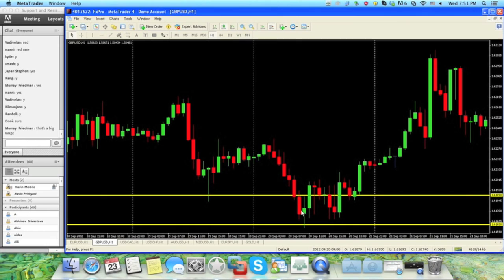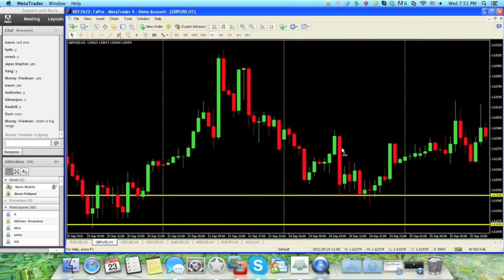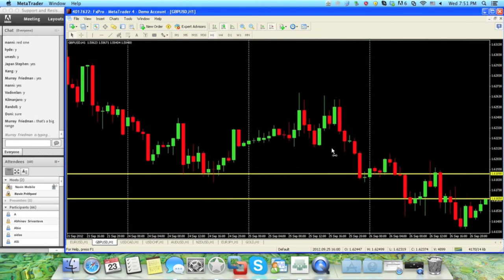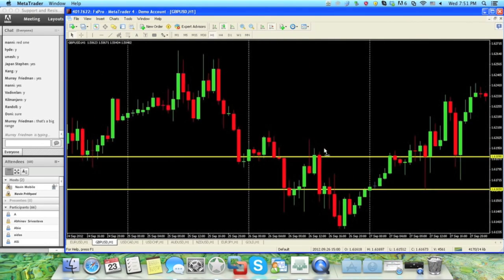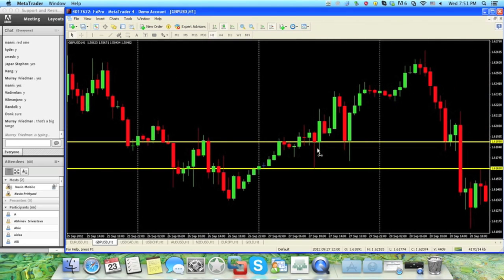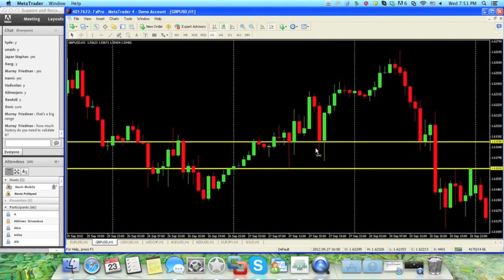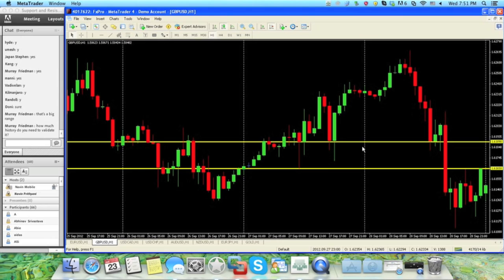Okay, I'm not coming up with these levels. These are levels what the charts are showing us. So, we come back to the 28th of September, and we're going to discuss one thing. Is this the strongest level of the day? How much history do you need to validate? You don't need much history. As long as you can check and see there is support and resistance from a certain level, you're good.